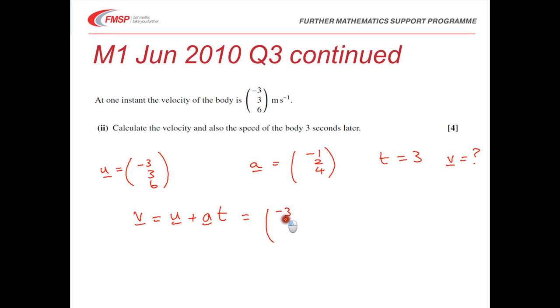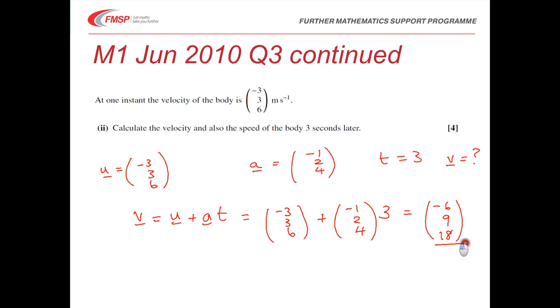u is -336, a is -124, and t is 3. So being really careful, just multiply the second vector by 3, not the first one. Have a little go at that yourself. Check my numbers. I think you get -6, 9 and 18.